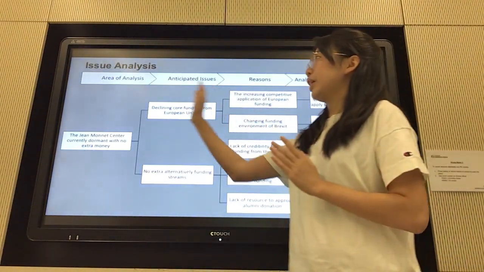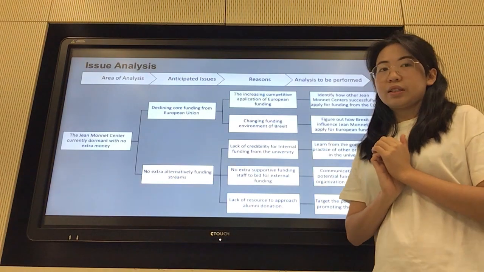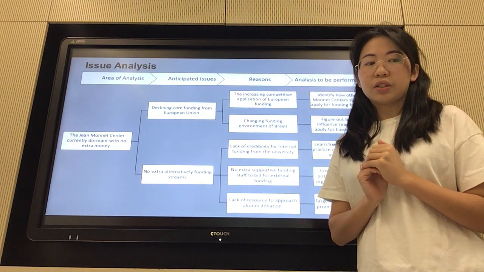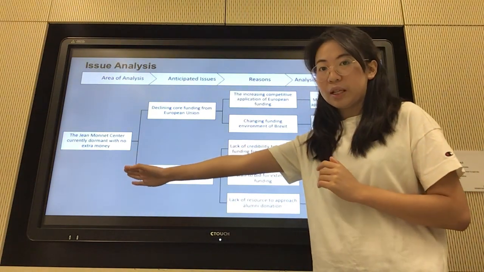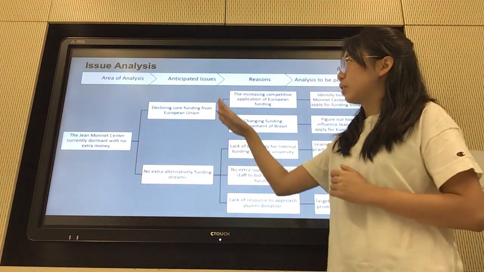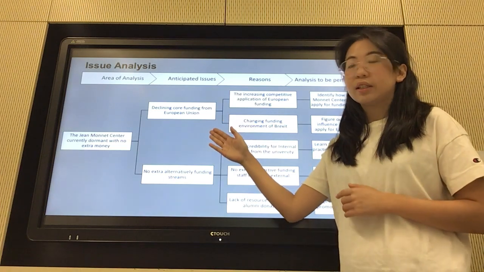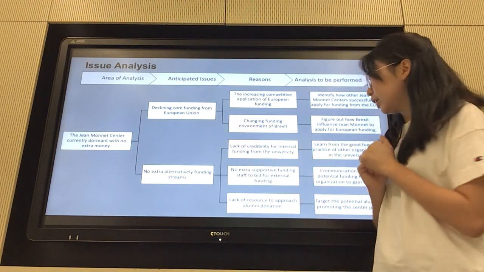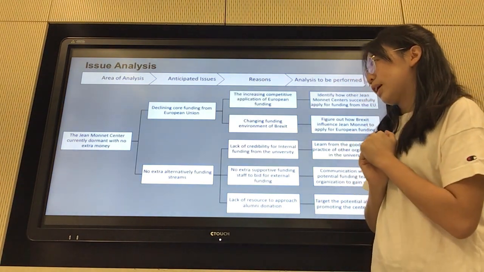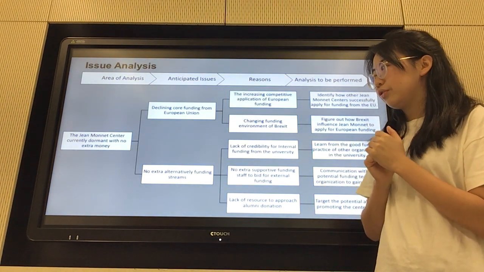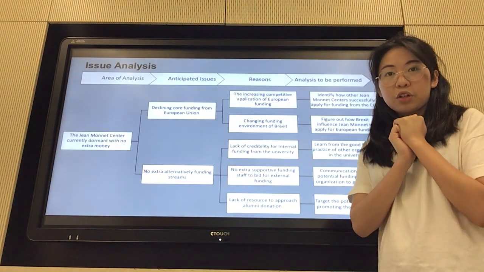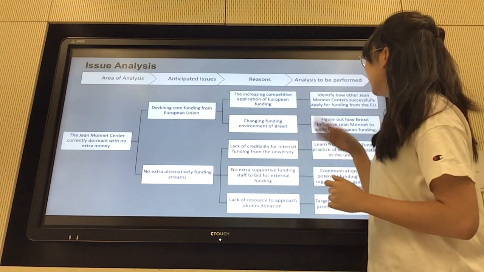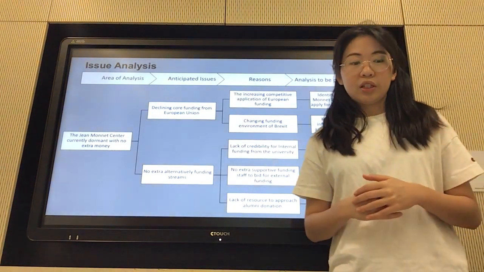I will first introduce my issue analysis process. Currently, the Jean Monnet Center is dormant with no extra money. There are several sub-issues, including declining core funding from the European Union, which is the core funding, and no extra external funding source for the center. Several reasons and analyses need to be performed for this issue.